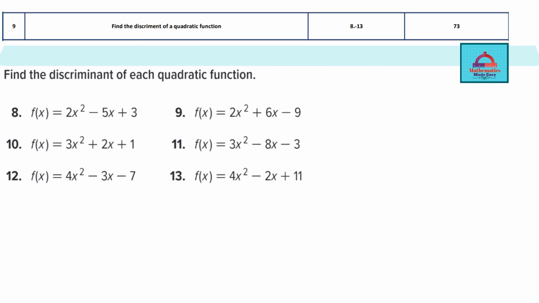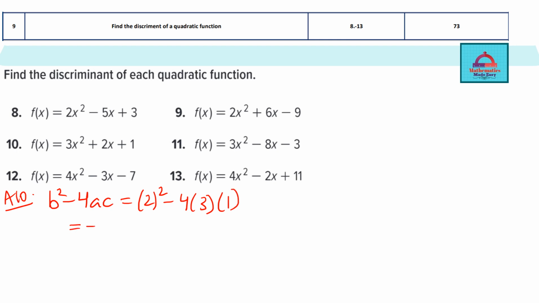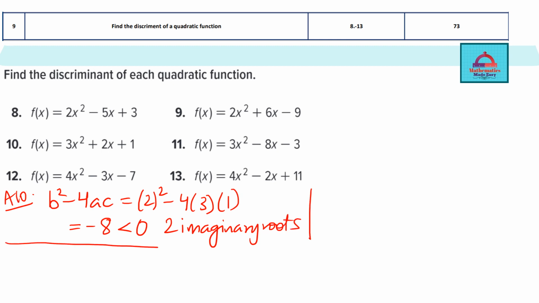First I do here answer 10. For answer 10, you calculate the discriminant using the formula b square minus 4ac. We've already calculated that b is 2, a is 3 and c is 1. So this whole thing comes out to be equal to minus 8, which is negative. So there are going to be two imaginary roots. That's your answer 10.